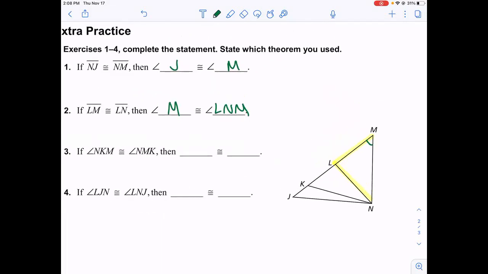Yeah. Then what angle is it if it's angle L and M? Because there's 3 angles in L, N, M. L and M, it's just one. Okay. If NKM is congruent to NMK, Adri, what 2 sides are congruent?